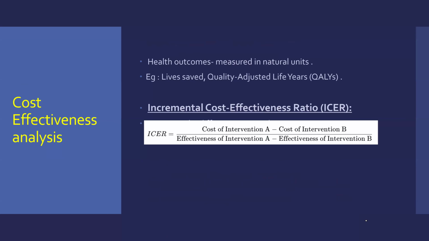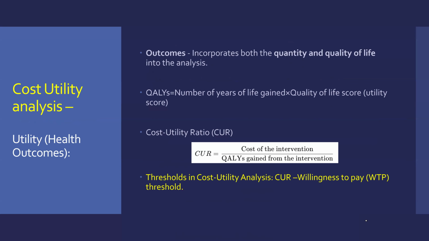So this is the difference in cost of both interventions divided by the difference in effectiveness. So which would be more beneficial, a higher ICER value or a lower value? The value less. If the cost is very low but effectiveness is very high, your ratio is going to be less. So the lesser the ICER, the more cost effective it is. So if ICER is low, it is more cost effective.